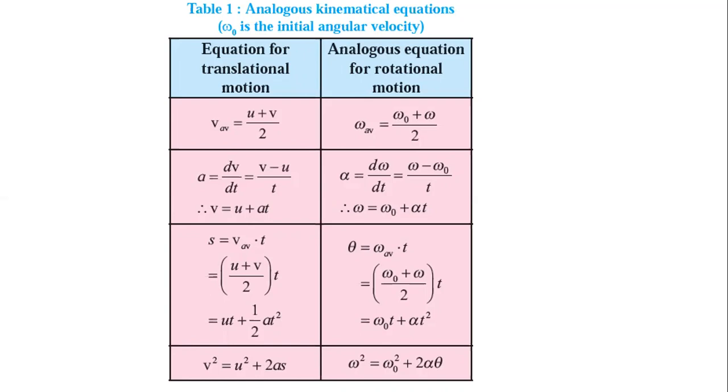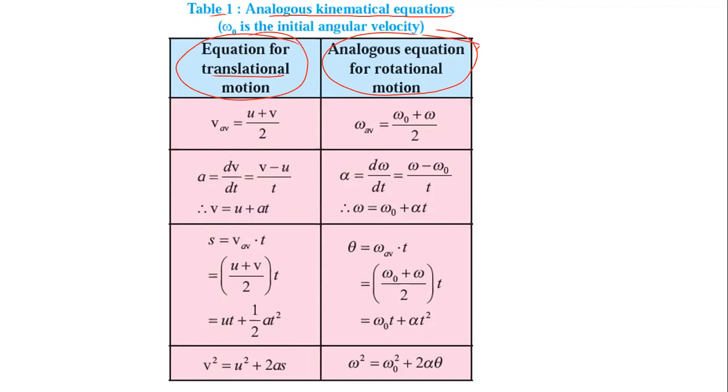So here one table is displayed. In that table, analogous kinematical equations are there. Analogous kinematical equation means we know the equation related to the translational motion. The same equation we write for the rotational motion. So before writing this analogous equation, let me tell you one thing here.